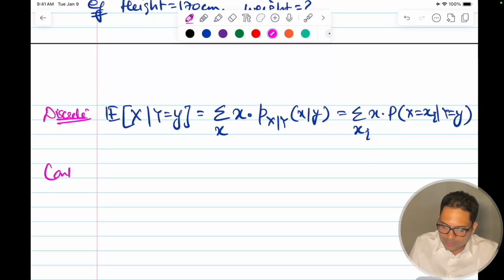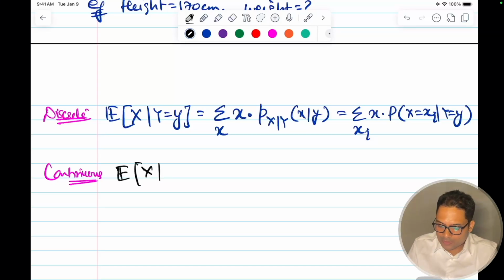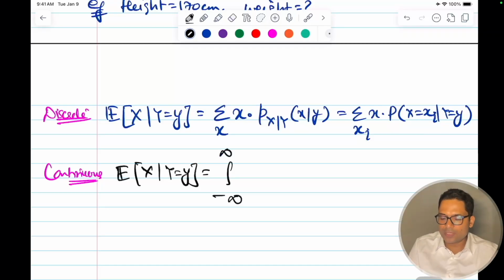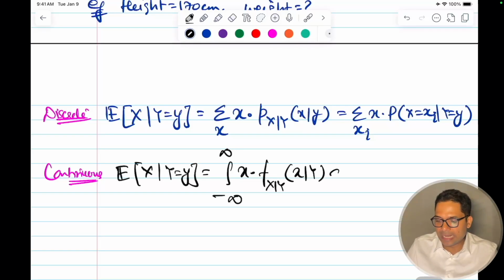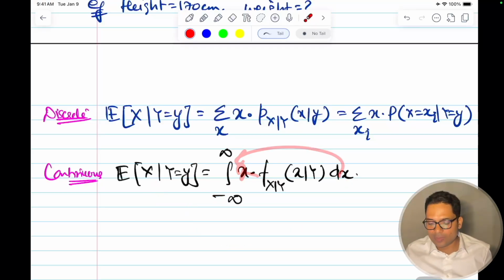What will be for the continuous case? Similarly, what will be the expected value of X given Y is equal to y? This will be equal to the integral from minus infinity to infinity, all the possible values, x into f of x given y dx, because we are finding the expected value of x, so we'll integrate it over all the possible values of x. So this will give me the expected value of x, the conditional expectation given that y has already happened. This is not changing, so anyway this will not integrate, so y is constant here.